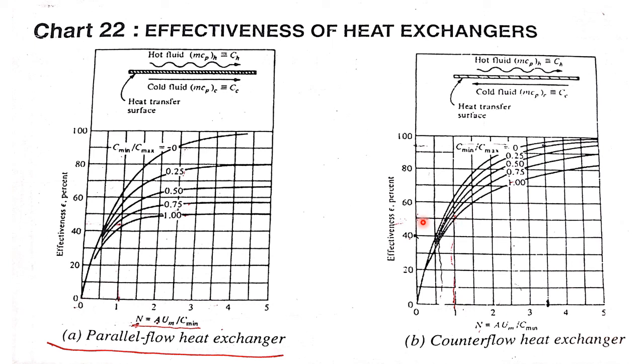So this is about how to use the graphs. The same graphs you can use for cross flow heat exchangers as well as for shell and tube heat exchangers, which are available in the same page. See, all the formulas related to heat exchangers, and all other modules also, every formula is available in your data handbook. So you can take the formulas from the data handbook.